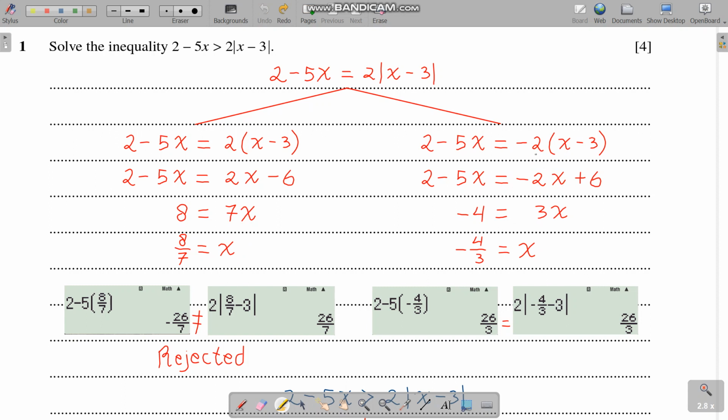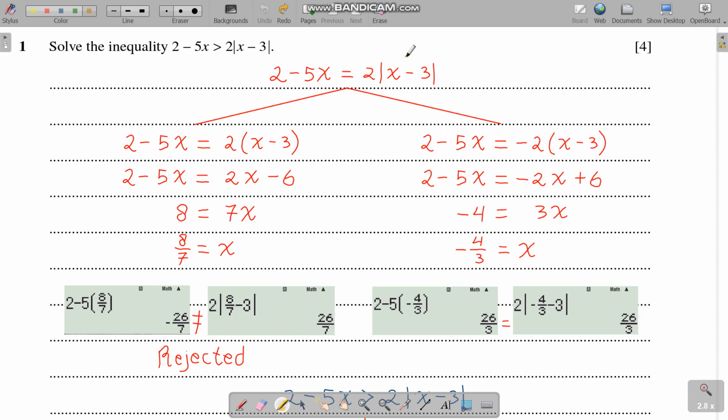Minus 2x minus 2 minus 3 plus 6, and then we add 5x to both sides again. We get 3x, and subtract 6 from both sides. We get minus 4, and divide both sides by 3. We get the other solution. Now, since we have absolute value on only one side, we have to check our solutions to the equation.